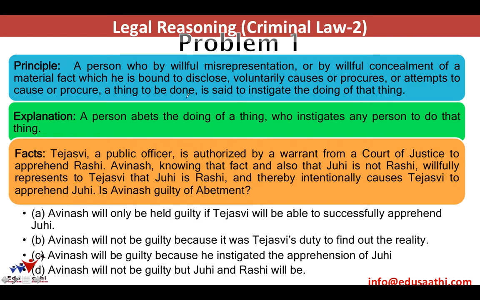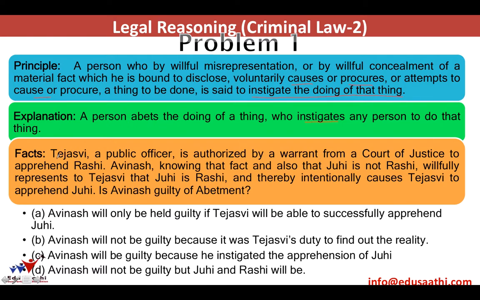Let's take the problem. The principle: a person who, by willful misrepresentation or by willful concealment of a material fact which he is bound to disclose, voluntarily causes or procures, or attempts to cause or procure, a thing to be done, is said to instigate the doing of that thing. So this is a new principle, in addition to the one we understood; it is the same principle given in other terms. The explanation: a person abets the doing of a thing who instigates any person to do that thing. So the basic understanding is that there must be an instigation to help, which would amount to abetment.